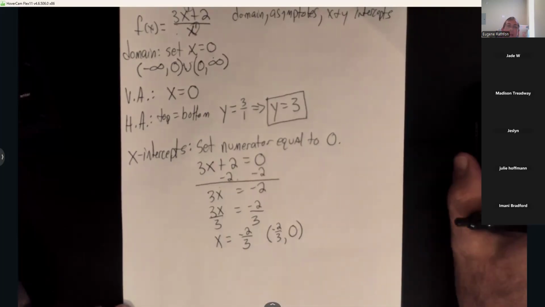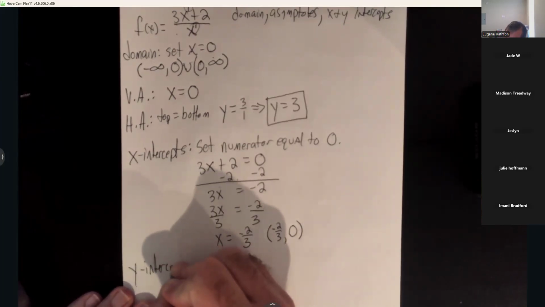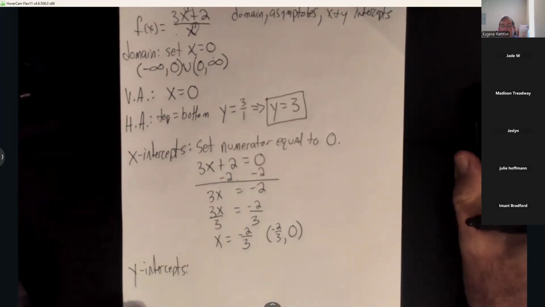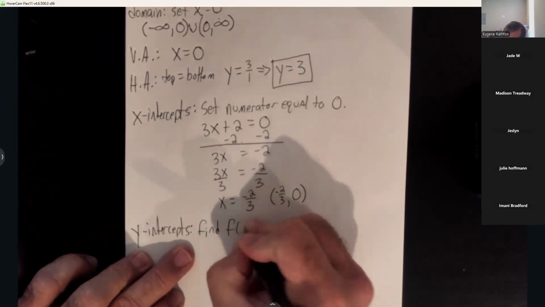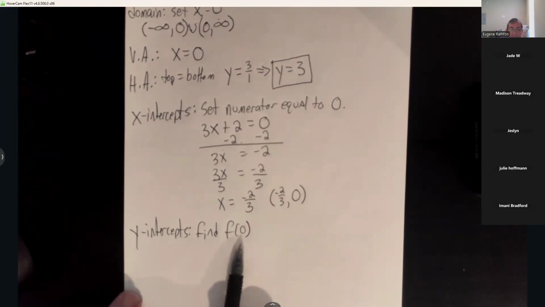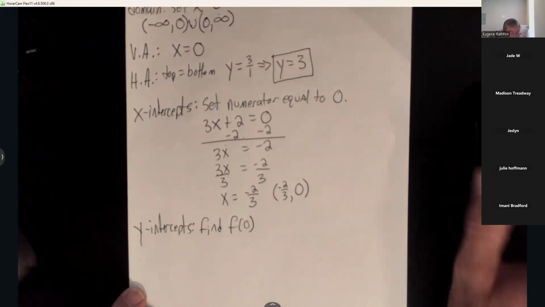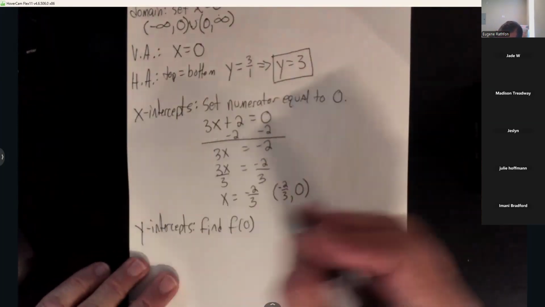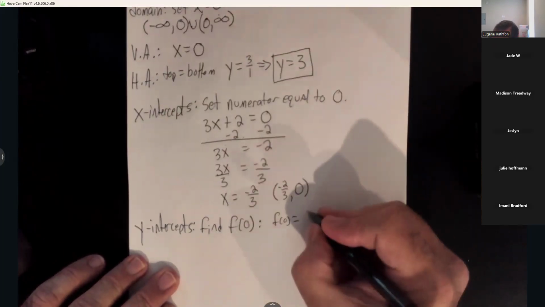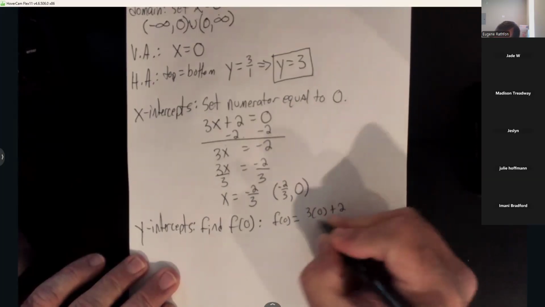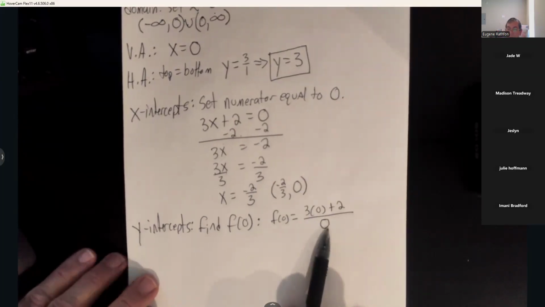All right, then they want my y-intercept. So when you want y-intercepts, you want to find f of 0. Right? Y-intercepts happen where the x values are 0, okay? So we're finding f of 0. So f of 0, so here we go. F of 0 equals 3 times 0 plus 2 over 0. Oh, can we even work that?